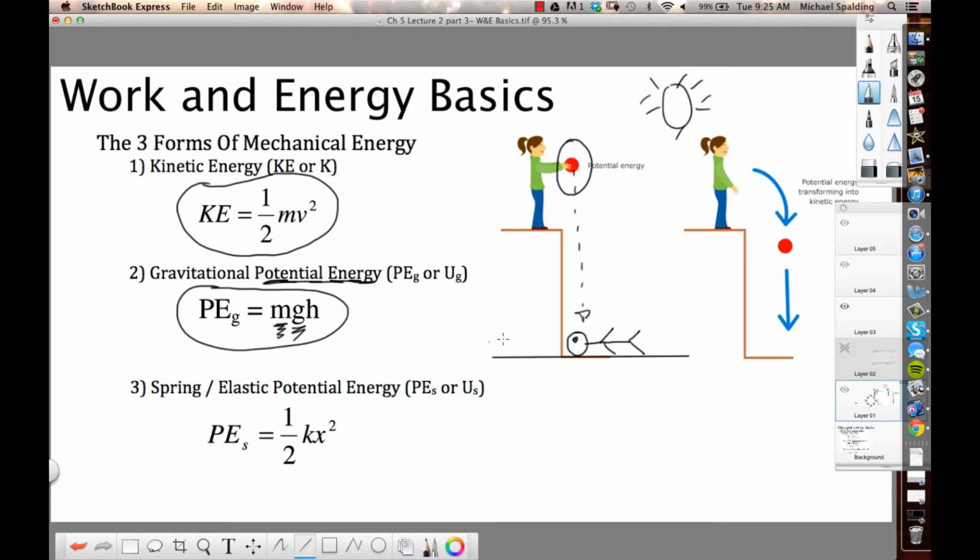Let me ask you a question. Does this ball up here have potential energy? Somebody say yes. Yes. Somebody say no. No. You're both right.